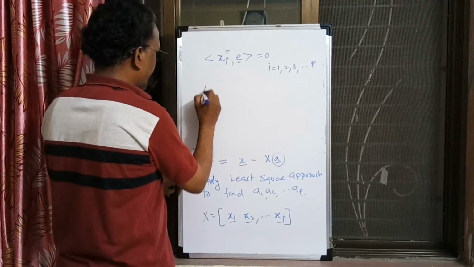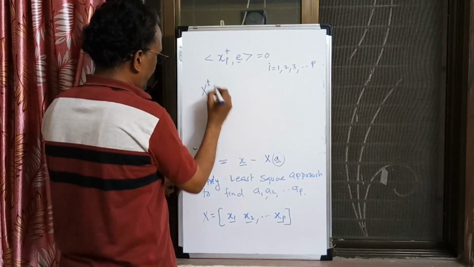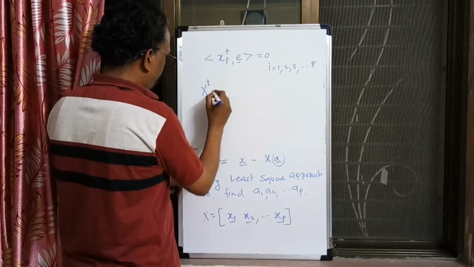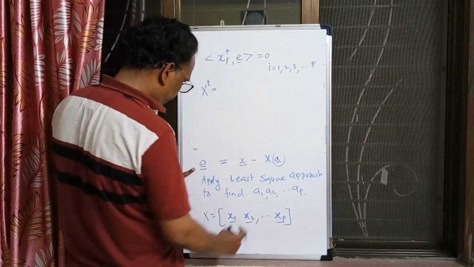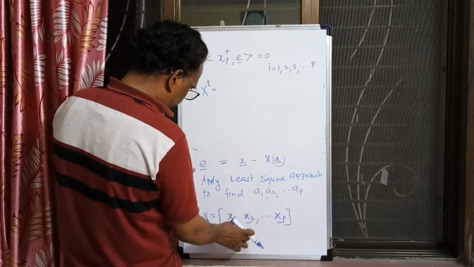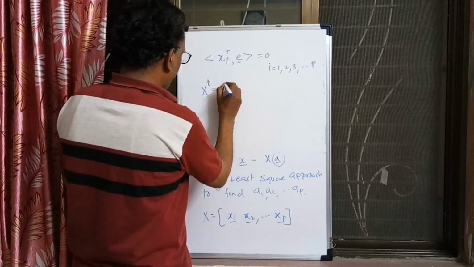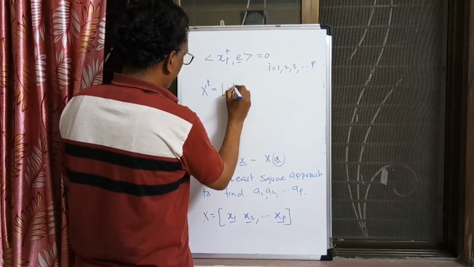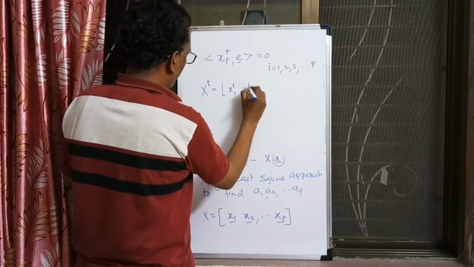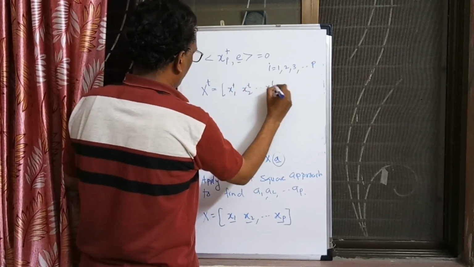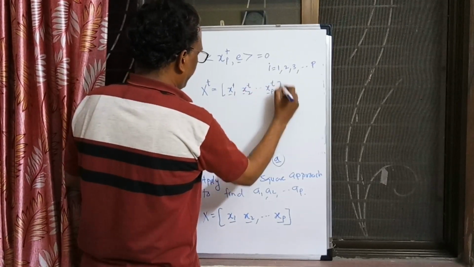Capital X is a matrix, right? So what is X transpose? X transpose is nothing but these vectors, the transposes of the individual vectors: x1 transpose, x2 transpose, and xp transpose. This is the entire transpose.